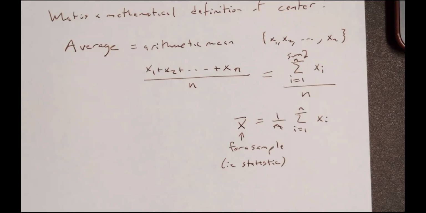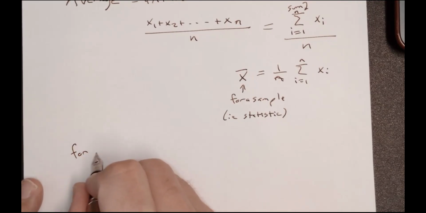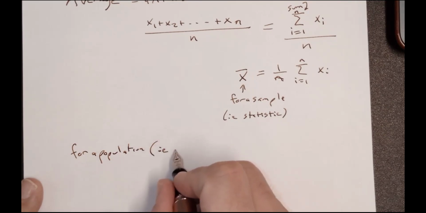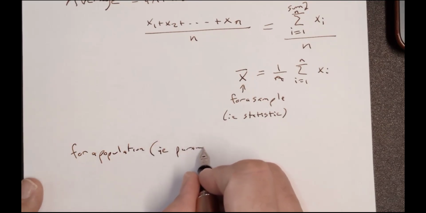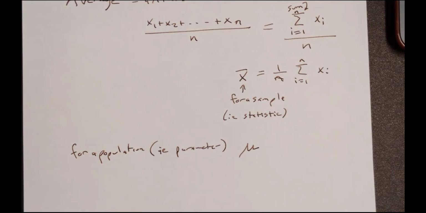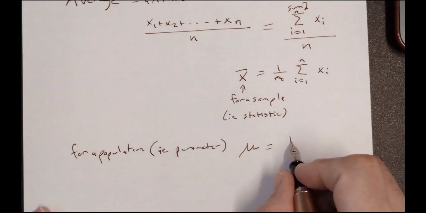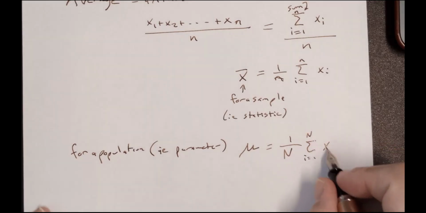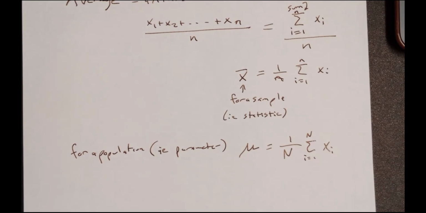So if I want to do this for a population, then we'll write mu. That's an M, mean. And that will be 1 over capital N, i equals 1 to capital N, xi. And the only difference between the formulas is which n I use. And the only difference between the symbols is whether it's in normal letters or in Greek letters, Roman versus Greek.